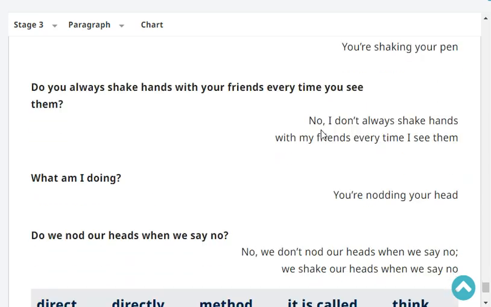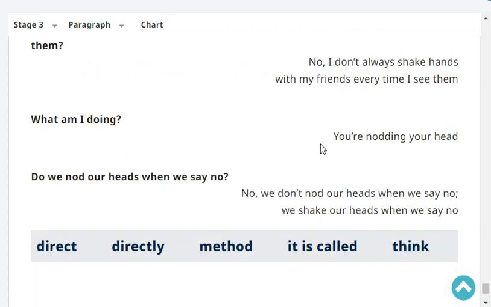Very good. Okay, what am I doing? You're nodding your head. Do we nod our heads when we say no? No, we don't nod our heads when we say no. We shake our heads when we say no. Very good.